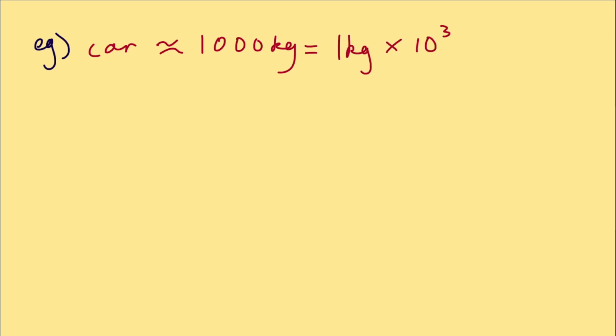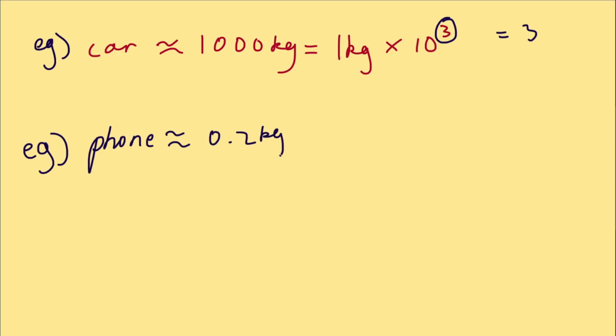So we want to know what order of magnitude a car is. Well, a car is roughly equal to 1000 kilograms. We can say that, right? 1000 kilograms is equal to 1 times 10 to the power 3. So that means the order of magnitude is 3. The second example, let's say you have an iPhone. We can roughly say that it's 0.2 kilograms. 0.2 kilograms is equal to 2 times 10 to the power of negative 1. So the order of magnitude for this iPhone is negative 1.